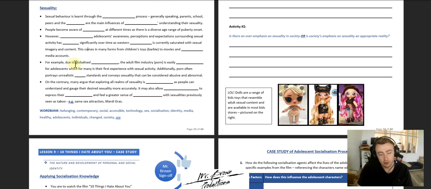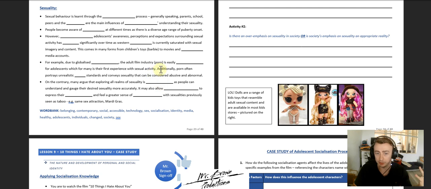So another thing that we can see is that, due to the globalized technology industry, attitudes towards sexuality are being shaped by the adult film industry, also known as porn, and that is easily accessible for adolescents. So for many, this is their first experience with any kind of sexual activity. Typically, as I was saying earlier, learned behaviors about sexuality and sex a while ago were taught in the primary socialization agent of family, but a lot of this is now being discovered in the secondary socialization agent phase, whether from peers, social media or the internet.